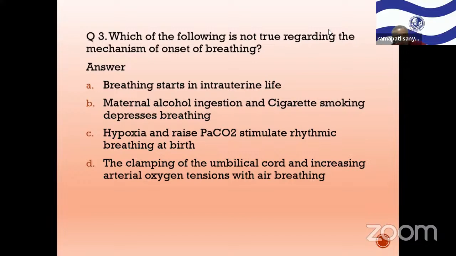Which of the following is not true regarding the mechanism of onset of breathing? Breathing starts in intrauterine life. Maternal alcohol ingestion and cigarette smoking depress breathing. Hypoxia and raised partial pressure of carbon dioxide in blood stimulate rhythmic breathing at birth. And the clamping of the umbilical cord and increasing arterial oxygen tensions with air breathing. So which is not true? This is the question.